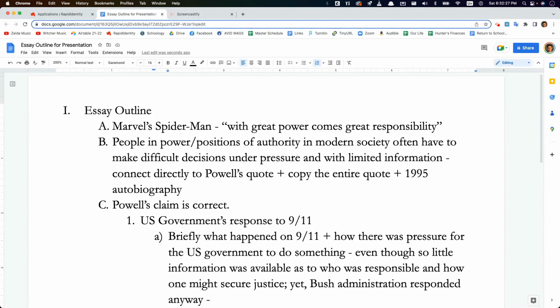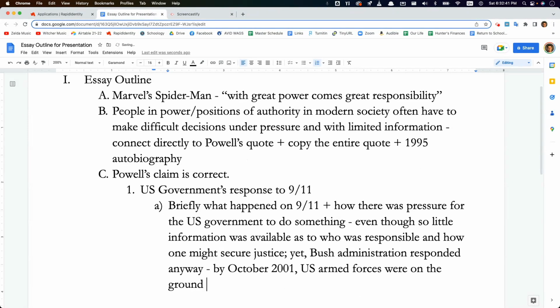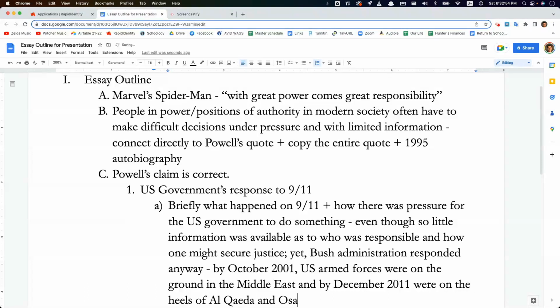I do happen to know that by October 2001, the U.S. armed forces were on the ground in the Middle East, and by December 2001, were on the heels of Al Qaeda and Osama bin Laden, who was widely recognized as one of the masterminds of the 9/11 attacks in the United States.